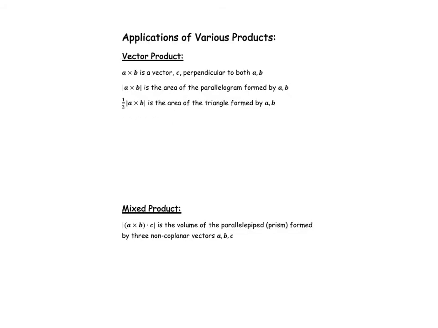Before we get into the practical use of each of these, I want to talk about the applications of these various products. So the vector product, A cross B, has some important conceptual understanding to it. If I take A and I cross it with B, here's A, here's B, and I cross them, what I get is the resulting vector C. And C is perpendicular to both A and B. And using the right-hand rule, I can determine whether that's headed one direction or the other.